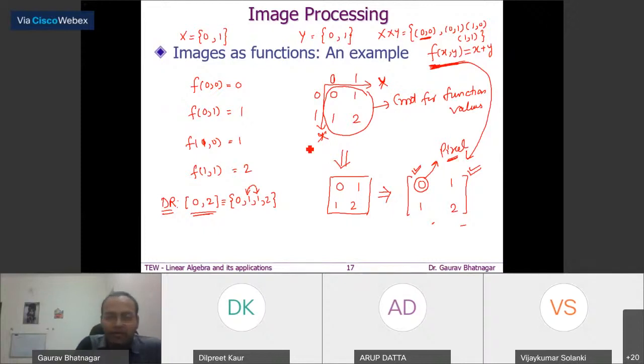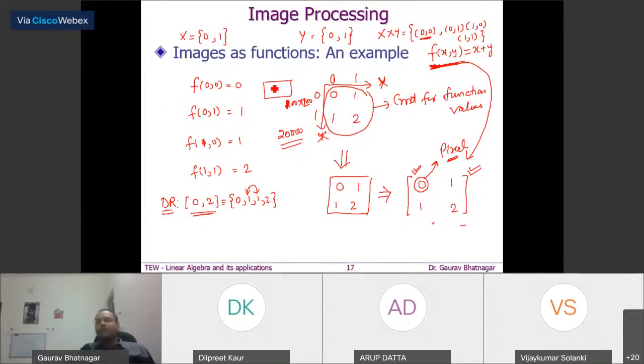So if I am going to have an image of some scene, let's say of size 100 by 200, the collection of these pixels, or these image function values, is going to be the multiplication of these two. So I am going to have 20,000 pixels present in that particular image.